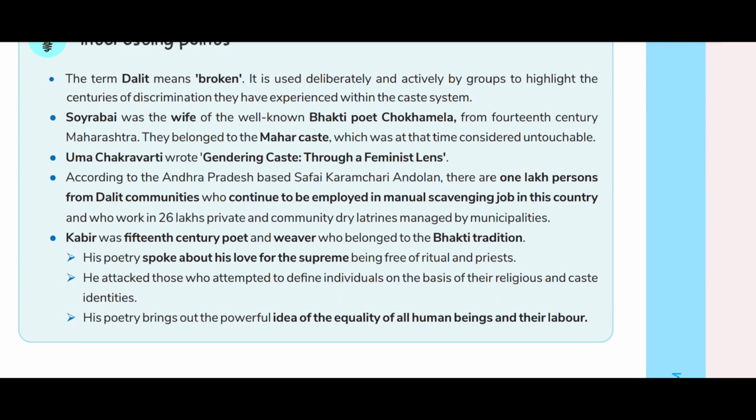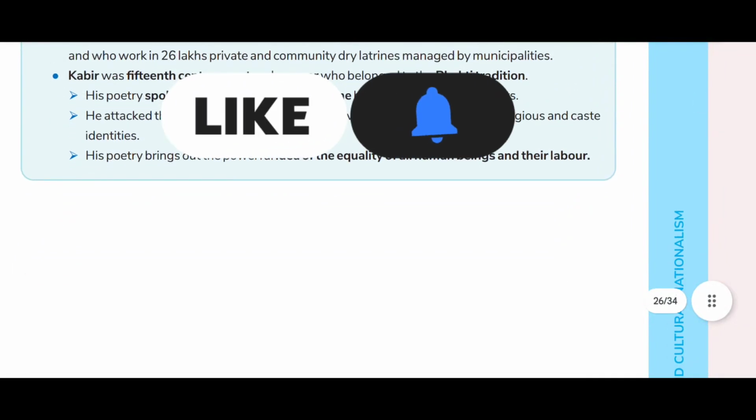Kabir was a 15th century poet and weaver who belonged to the Bhakti tradition. His poetry spoke about his love for the Supreme Being free of ritual and priests. He attacked those who attempted to define individuals on the basis of their religious and caste identities. His poetry brings out the powerful idea of the equality of all human beings and their labor.